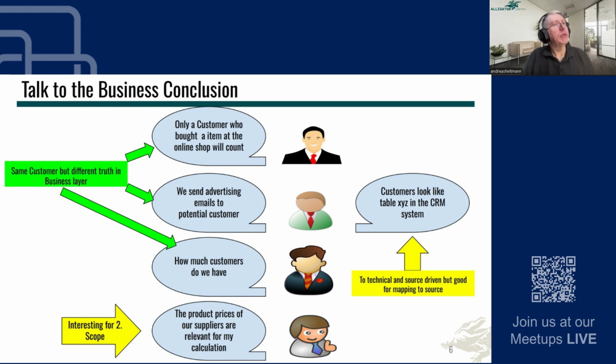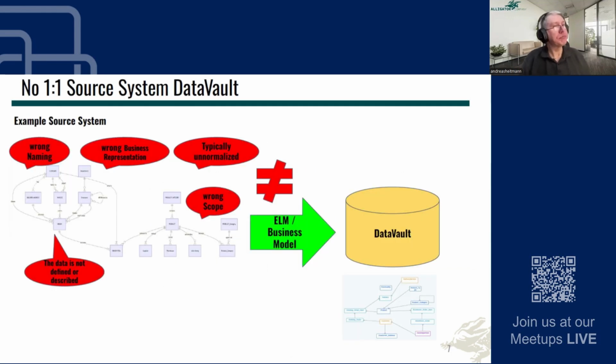And here, for example, you see this customer also tells you, okay, our customer looks like the customer in tables X, Y, and Z in the CRM system. It's in fact good information for mapping purposes, but it's too technical, because you have to concentrate on how the business really uses their objects and not how they are presented in the source system. And this leads me to the next slide.